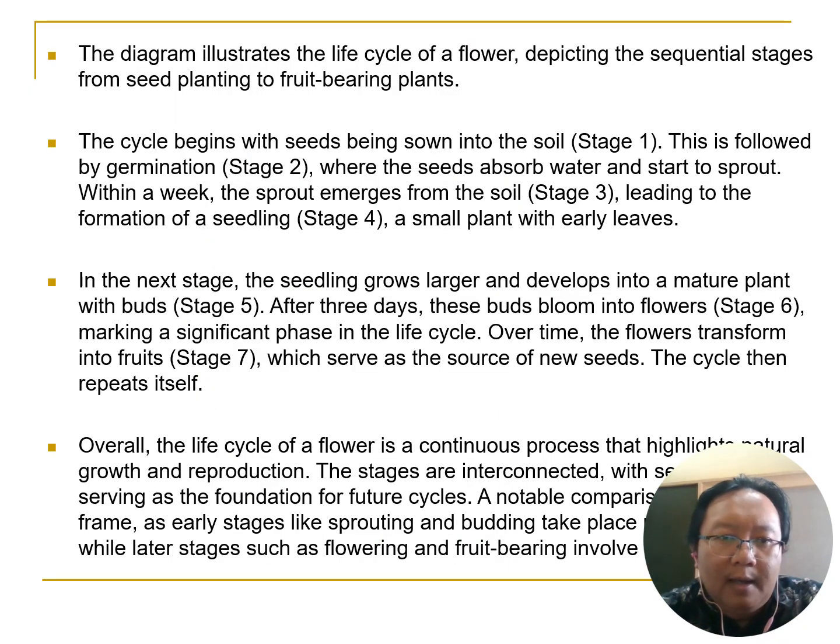So you can see here, this is the sample, but this is the body, not the introduction, not the hook. This is the body. The diagram illustrates the life cycle of a flower, depicting sequential stages from seed planting to fruit-bearing plant. The cycle begins with seed being sown into the soil. So you can see this one, it is passive. This is followed by germination, where seed absorbs water and starts to sprout, with a sprout emerging.